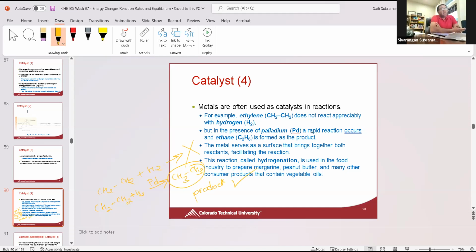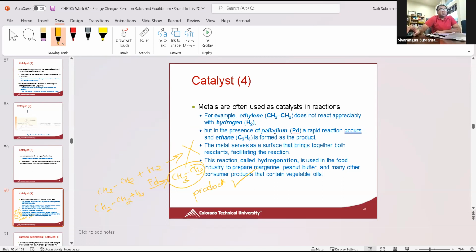This reaction is named hydrogenation, and it is one of the most common reactions in the food industry, used to prepare margarine or peanut butter and many other forms of cooking oils, vegetable oils, anything that is fatty.